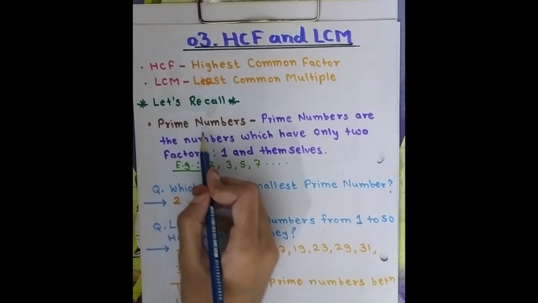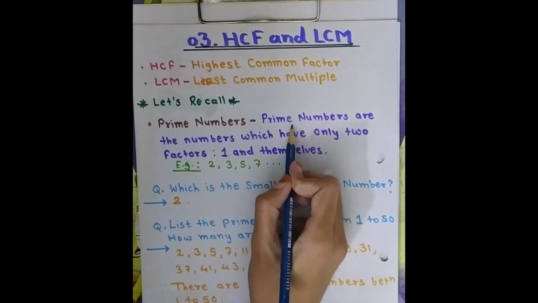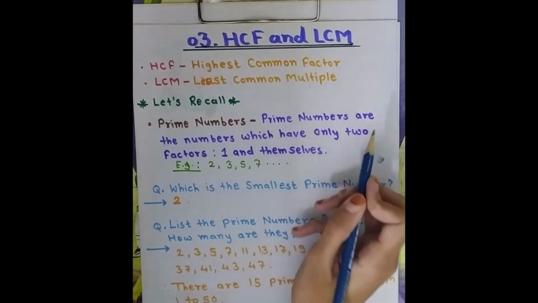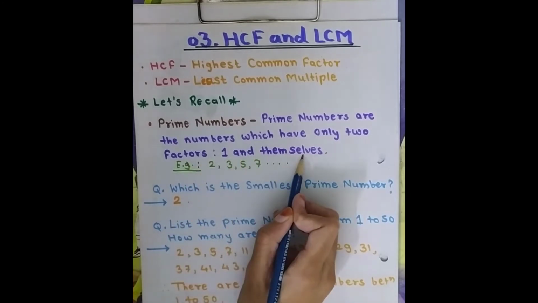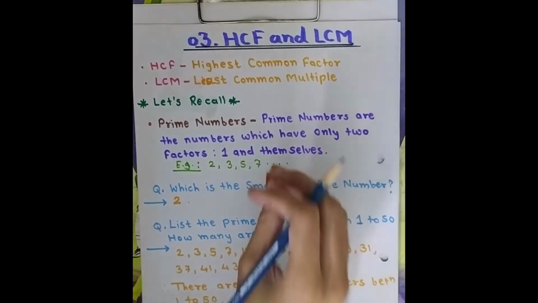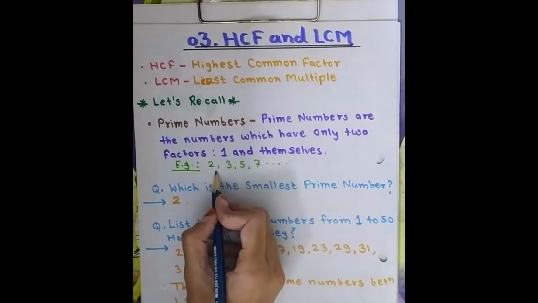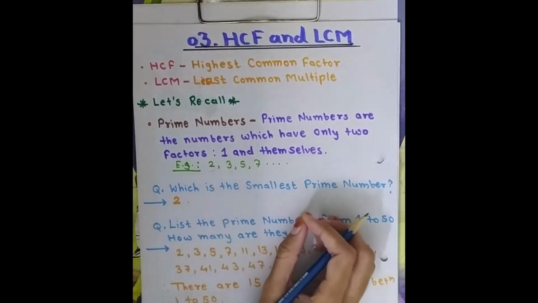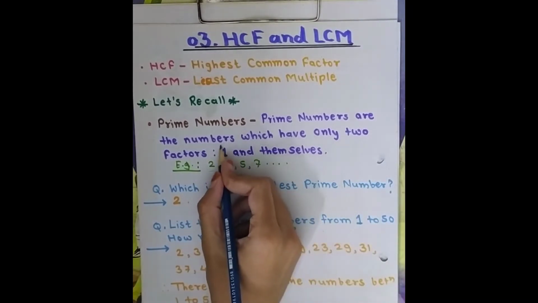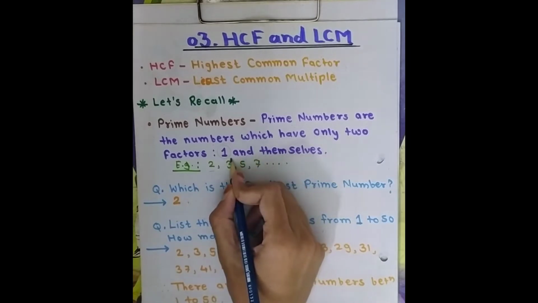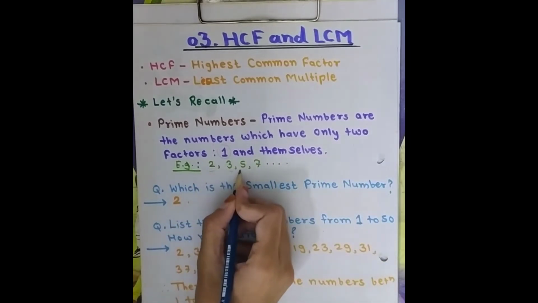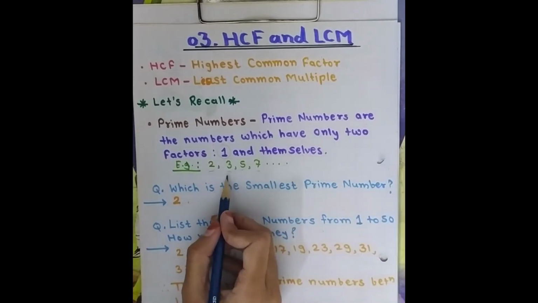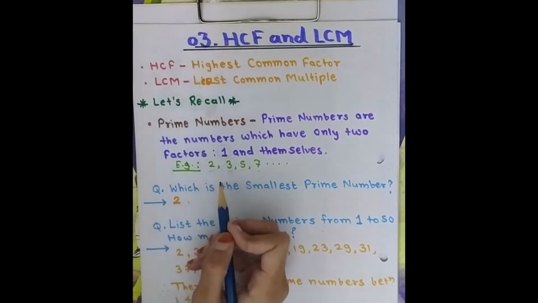Now let's recall prime numbers. So what are prime numbers? The prime numbers are the numbers which have only two factors, 1 and themselves. The numbers which are only in that table, that number we call a prime number. For example 2, 3, 5, 7, these all are prime numbers.